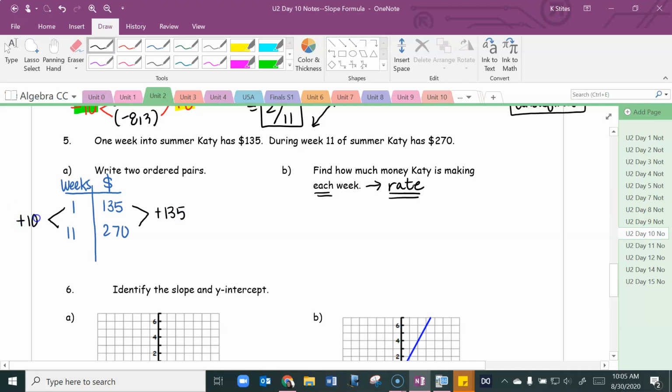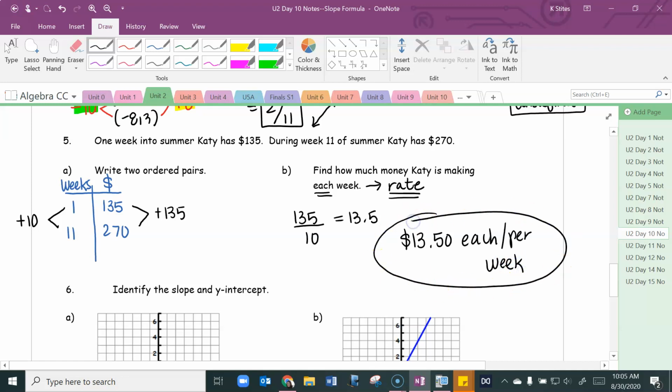1 to 11, that's going up 10, and then you will have to divide it. All right, and that gives us 13.5, but remember this is money, so I do want to write it as $13.50 each or per, whichever you prefer, week. Now, if you want, you can do your slope formula. We could say 270 minus 135 over 11 minus 1, and that will give you the exact same thing. Okay, so I usually switch back and forth between them.